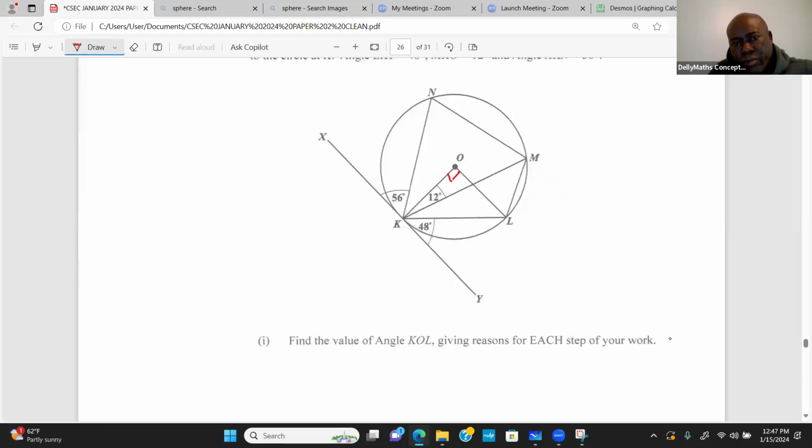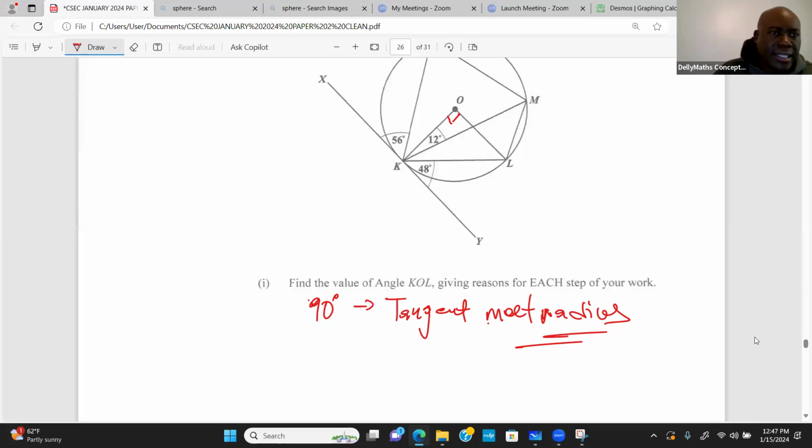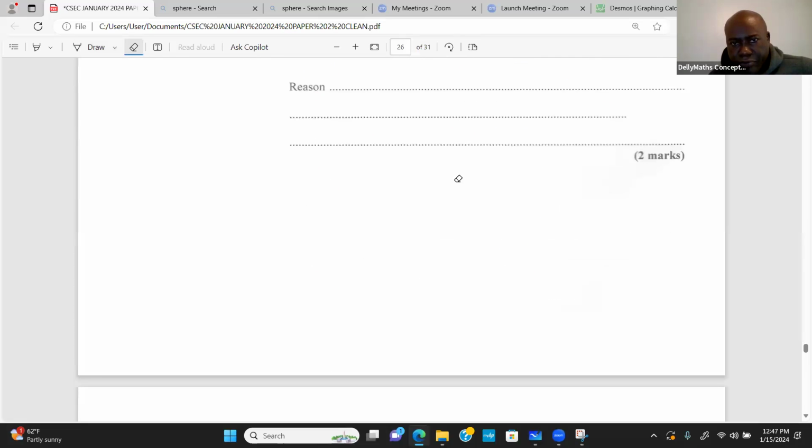And remember though, this is a tangent line, and whenever a tangent meets a radius, that's 90. So KOL is actually 90 degrees. And the reason is whenever we have a tangent that meets a radius. So that's the reason there. Tangent meets radius at 90 degrees right here. All right, so that's 90 degrees right there. Let's see the next one.